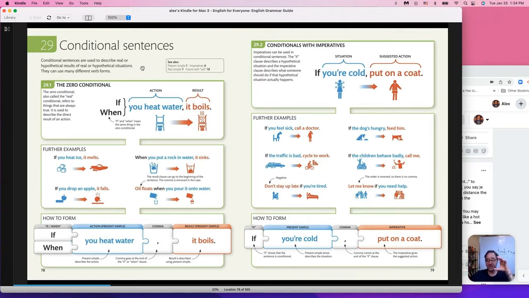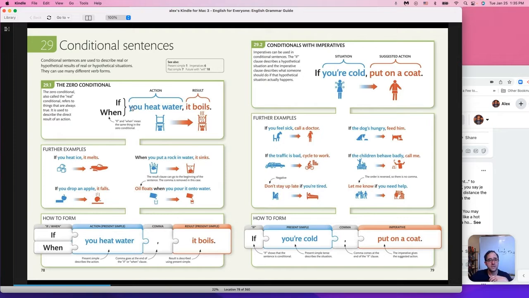So something is happening and there is an effect. That effect is conditioned upon the action. So because I did this, this happened. That's a conditional. The zero conditional is also called the real conditional. It refers to things that are always true. I get up at 8 every day. It's every day. It never stops. It always is. Or the sun comes up. That's a thing that is always true. And this is the zero conditional, something that is always true.